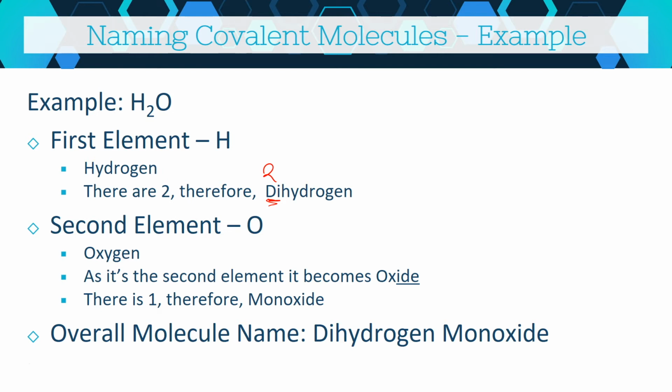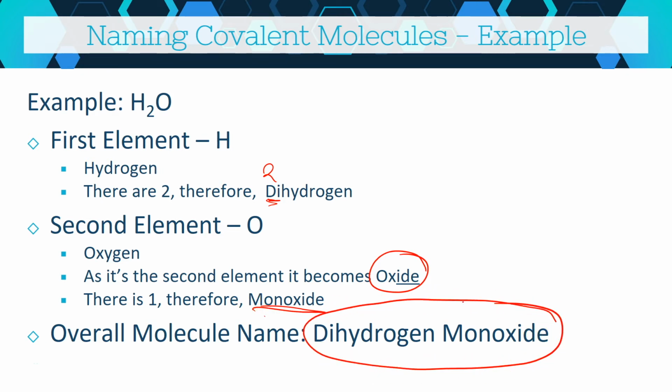Then we have our second element, that's oxygen. Remember, with the second element, you have to change the end of the word. So oxygen becomes oxide. But we also have to indicate how many we have, and we happen to have 1. Because this is the second element, we do have to put mono at the start. We don't get mono-oxide, we just call it monoxide, so we don't have a double O after the N. And that gives us this lovely name, dihydrogen monoxide. That's the proper name for water, but obviously we just generally tend to call it water.